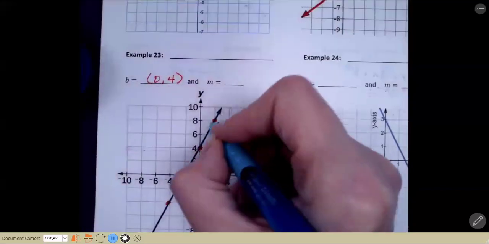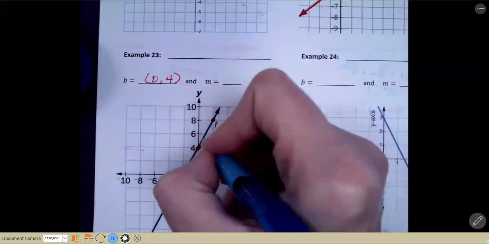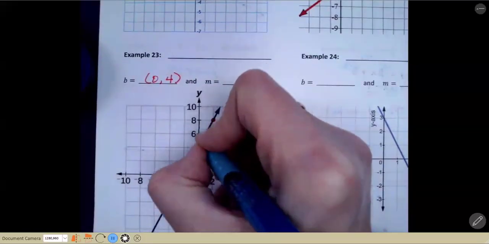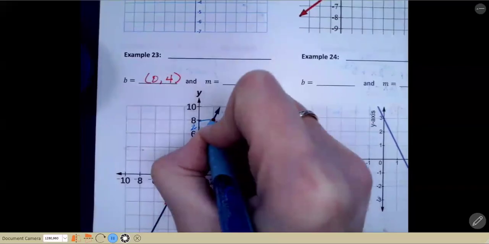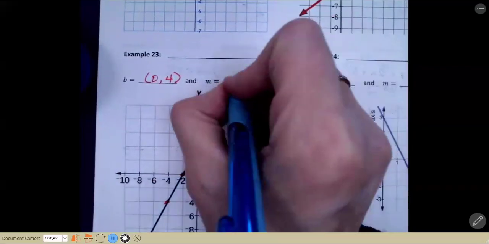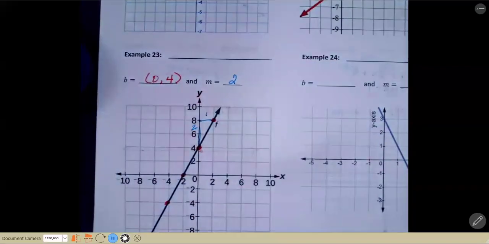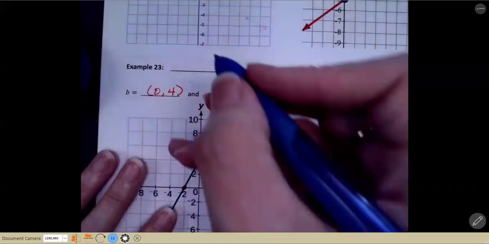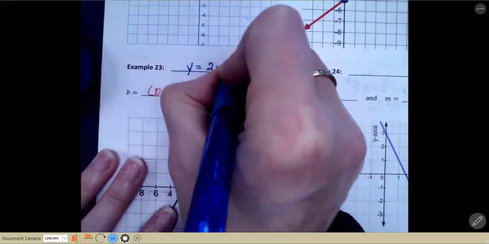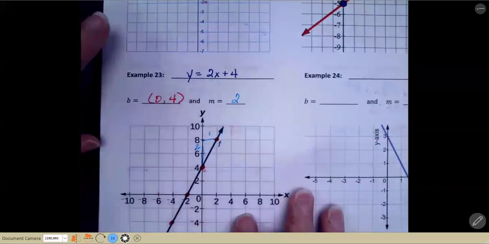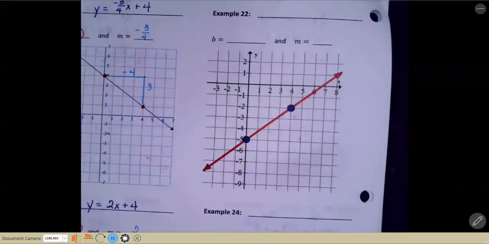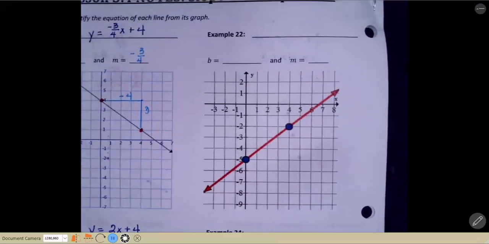So I'm going to use these 2 points. It doesn't matter, your slope will always be the same. I'm going to rise 2 and run 1, so my slope is 2. And then I plug this into my equation and I get y equals 2x plus 4. Okay, I would like for you to do 22 and 24 on your own. I'm going to pause the video, and when I come back, I'll show you the answers.